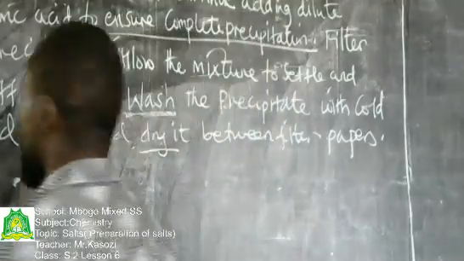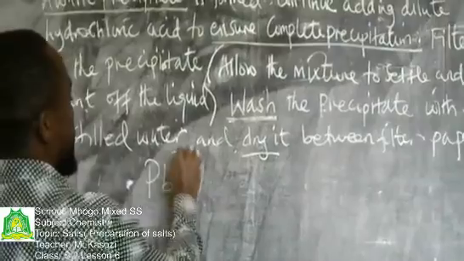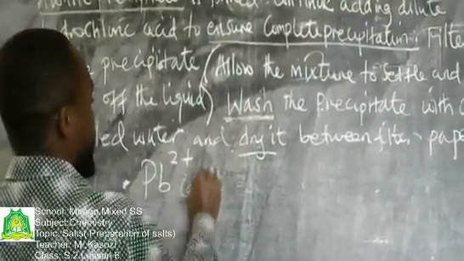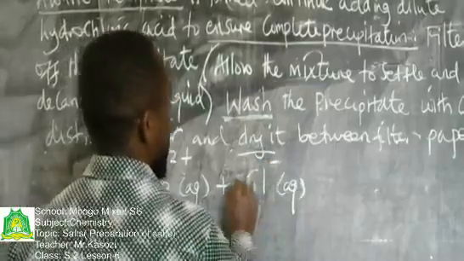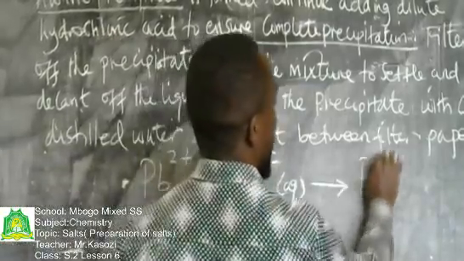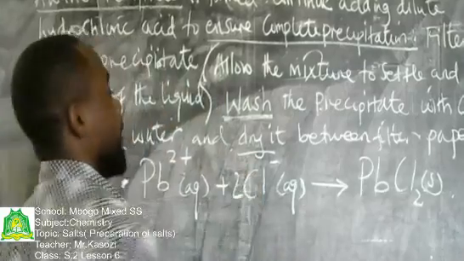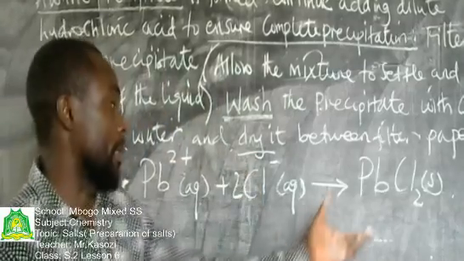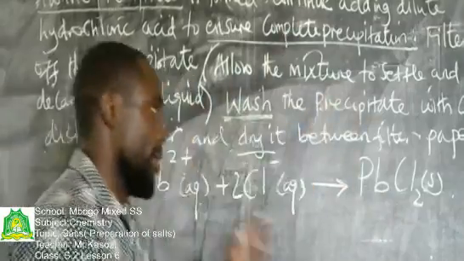Then we produce our equation, which is lead(II) ions plus chloride ions gives lead(II) chloride. Our task is to balance that equation, and that is lead(II) chloride prepared or produced in the reaction.